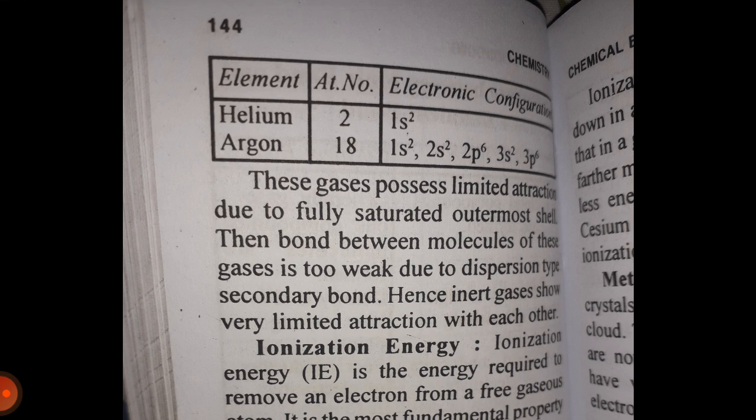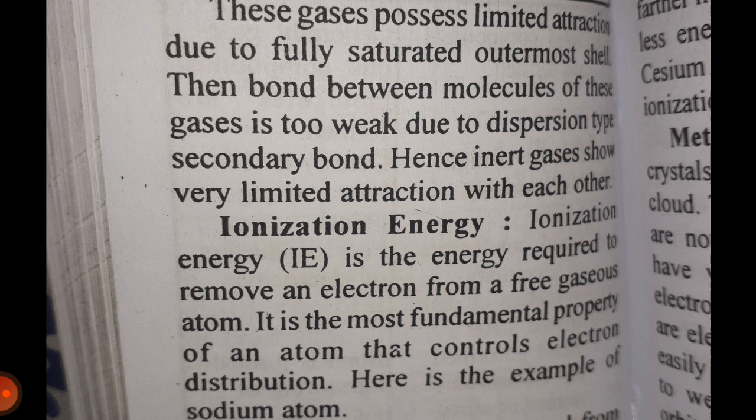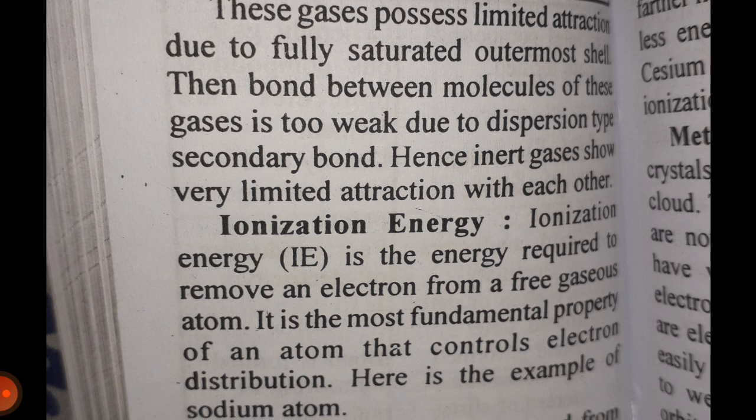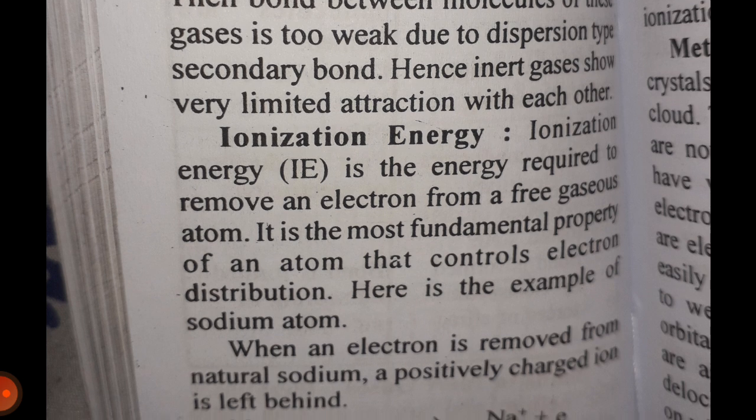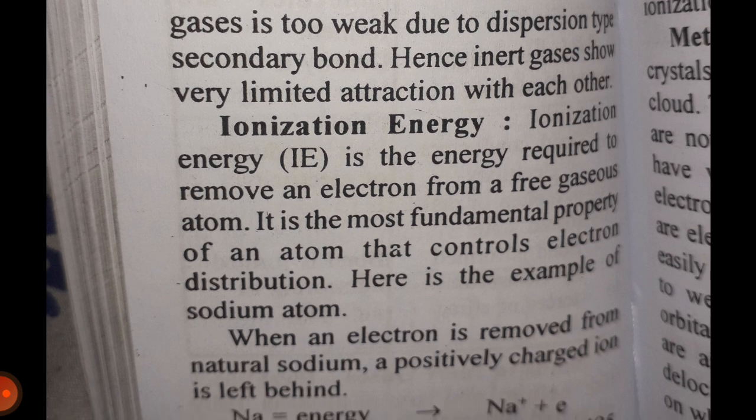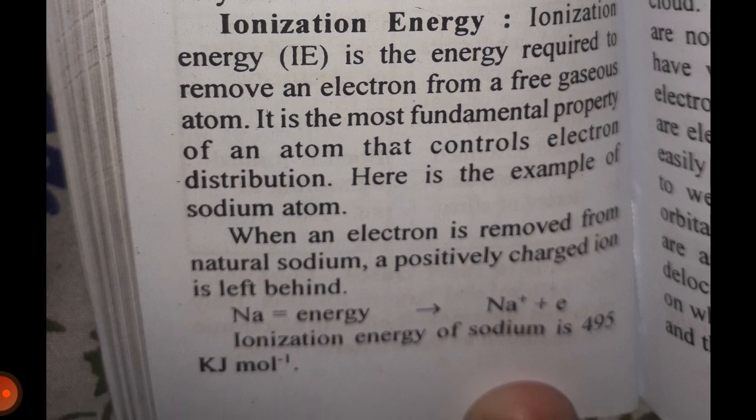Helium, atomic number 2. Electronic configuration 1s2. Argon, atomic number 18. 1s2, 2s2, 2p6, 3s2, 3p6. These gases possess limited attraction. Due to the fully saturated outermost shell, the bond between molecules of these gases is too weak, due to dispersion type secondary bond. Hence, the inert gases show very limited attraction with each other.